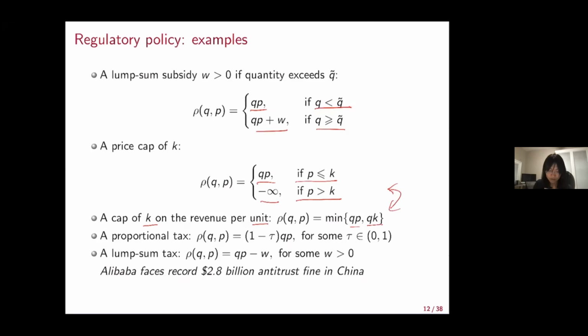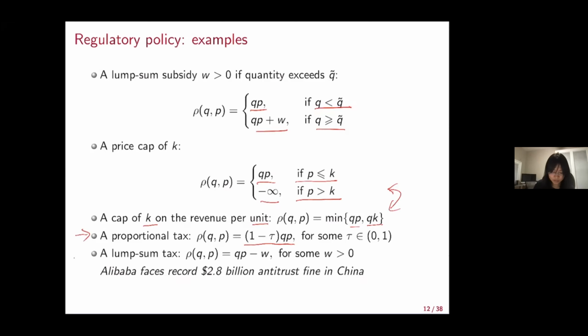And the fourth one is a proportional tax. Basically, this policy says that I'm going to take a tau fraction of your total revenue away. If you think about planned economy where the state-owned monopolies are the source of tax revenue, they sometimes use this type of policy.